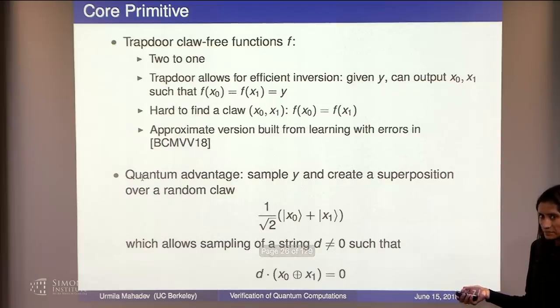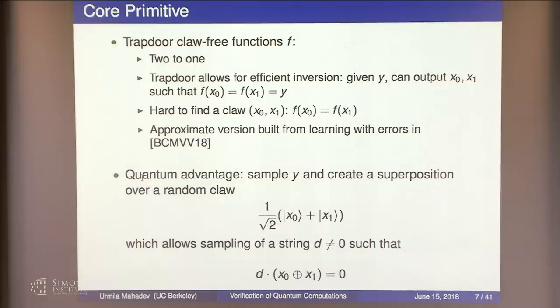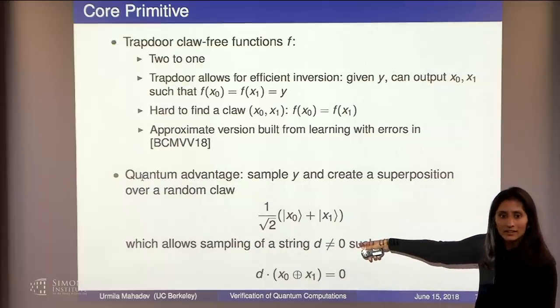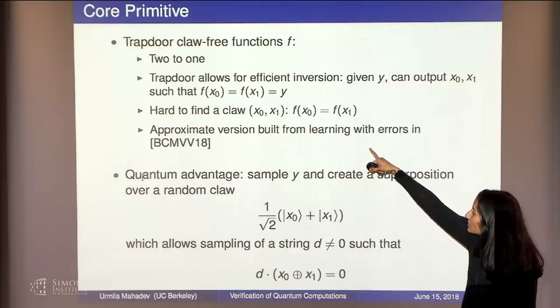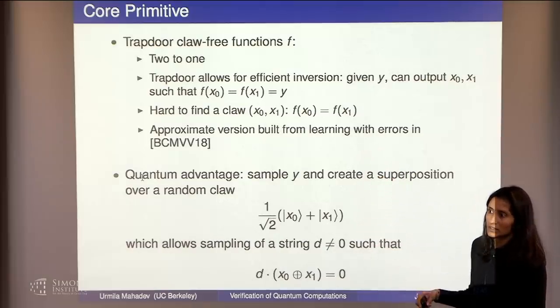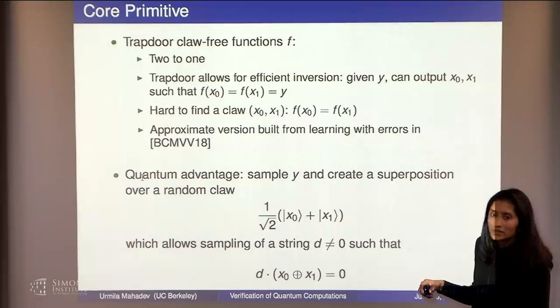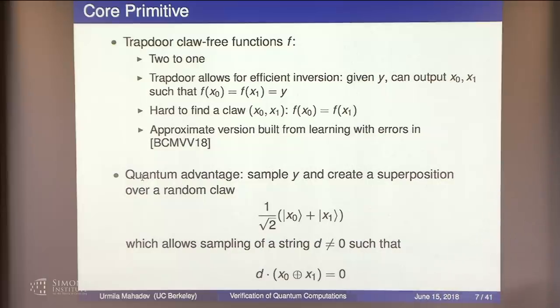Okay, so given this advantage, you can come up with a way that the verifier can test a quantum prover. In the definition for the trapdoor, you're given y and some extra information. Otherwise, that contradicts the hard to find a claw. No, because he's not finding a claw. Further up, I'm saying it's hard to find a claw, but here he's just creating a superposition over a claw. If you have the trapdoor, you can find a pre-image. If you don't have the trapdoor, you can't find any claw. Yeah, if you have the trapdoor, then everything is easy.